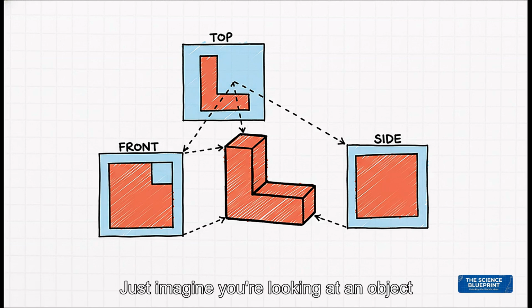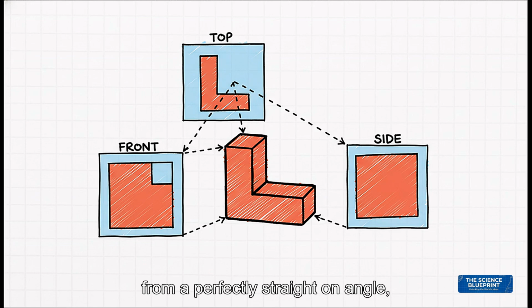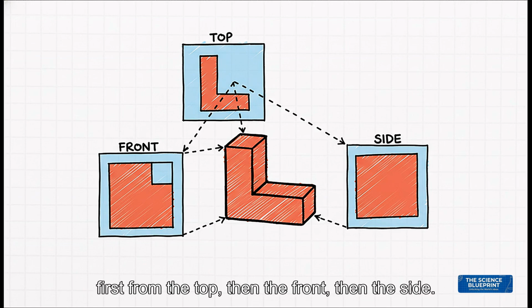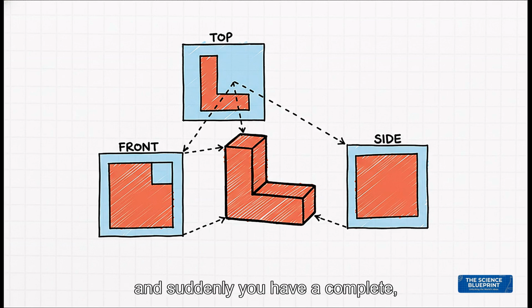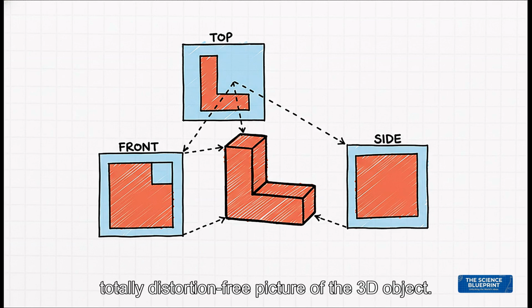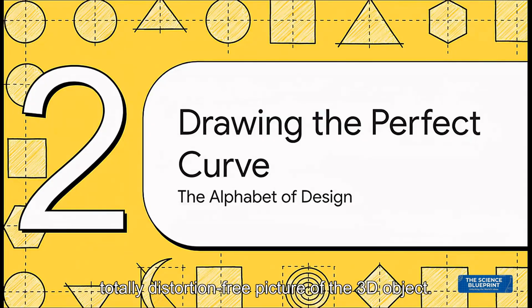Just imagine you're looking at an object from a perfectly straight-on angle, first from the top, then the front, then the side. You put those 3 2D views together, and suddenly you have a complete, totally distortion-free picture of the 3D object.